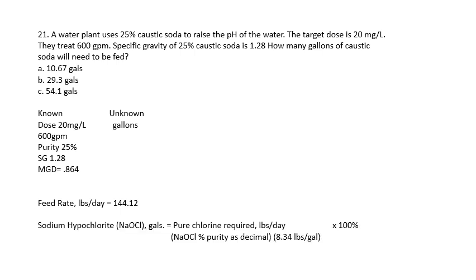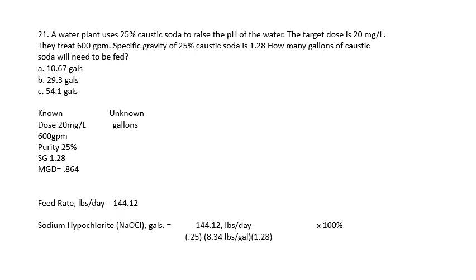Alright, to convert this into gallons, we're going to use this formula off the formula sheet that I have. Sodium hypochlorite is pure chlorine required pounds per day divided by the purity times 8.34 pounds per gallon. But this is not sodium hypochlorite, it is caustic soda. So we're going to multiply the 8.34 pounds per gallon, which is water, by the specific gravity of the caustic soda, which is 1.28.